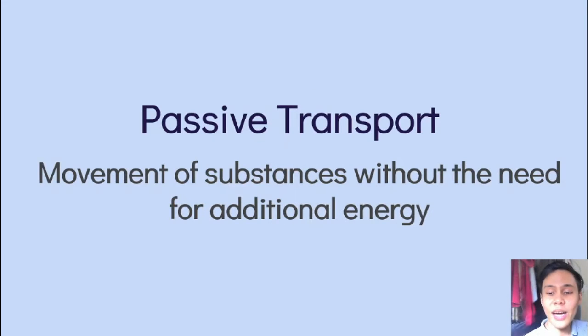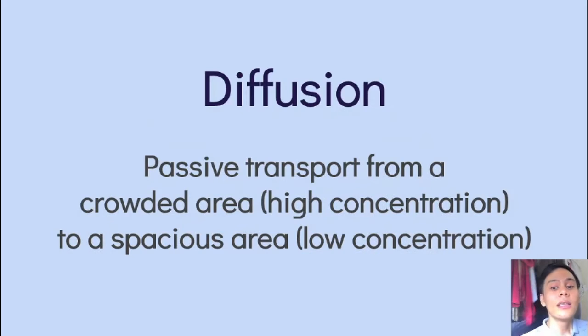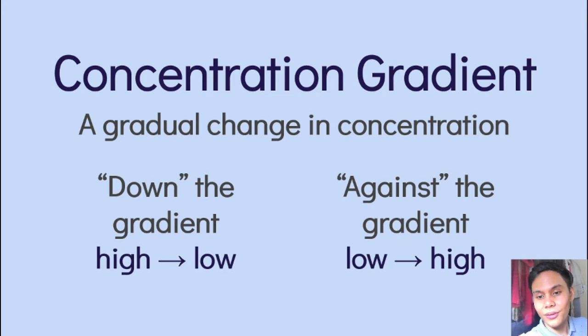So passive transport, the type of transport that does not need additional energy, is based on this concept that we go to where there's more space or where there's less stuff going on. So this leads to the concept of diffusion. It's the passive transport from a crowded area, high concentration, to a spacious area or low concentration. So from high to low, we go down a concentration gradient. When we say concentration gradient, it's a change in concentration or a difference in concentration.